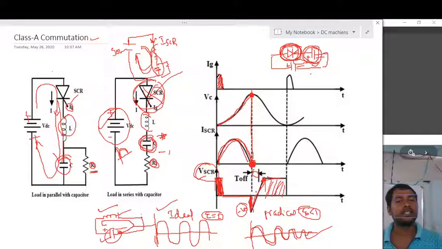So in this period, the charge in the inductor and capacitor vanishes. And again, if you turn on the SCR, the current through the SCR will be sinusoidal, and the capacitor will be charged. So the same thing will repeat. So this is the class A commutation.